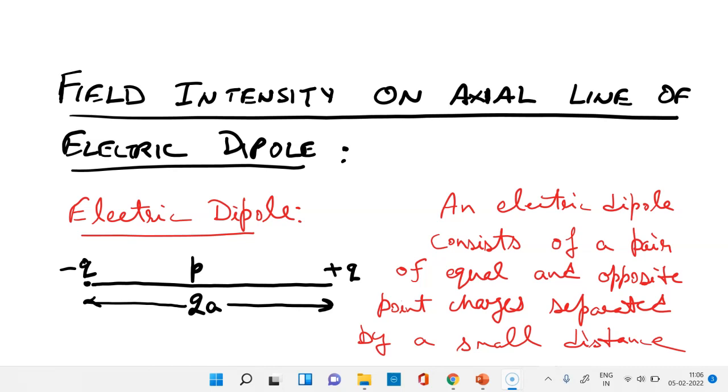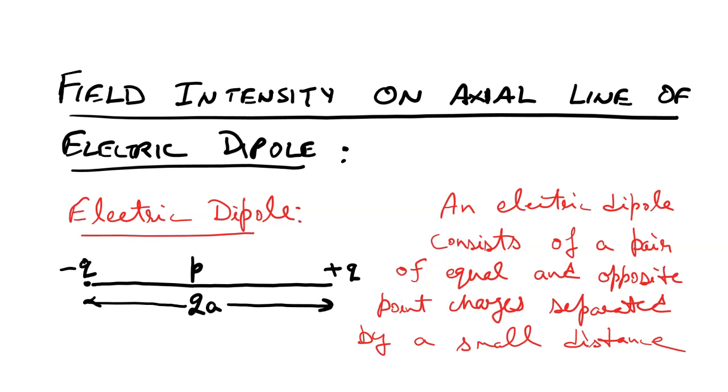Hello friends. Today we will discuss field intensity on the axial line of an electric dipole. First of all, let us discuss the meaning of electric dipole. An electric dipole consists of a pair of equal and opposite point charges separated by a small distance. This is known as an electric dipole.